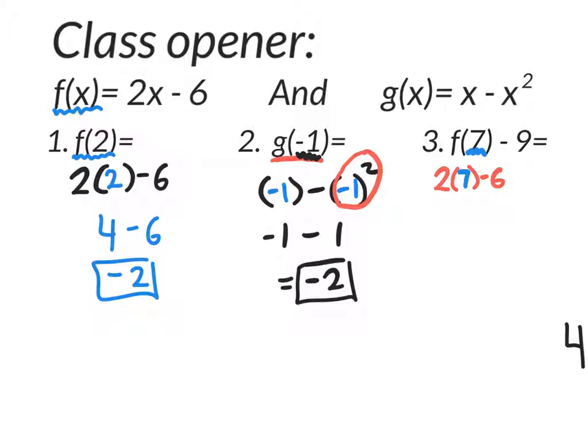Now the minus 9, I'm going to wait till the very end. I'm first going to find out what f of 7 really is, and then I'm going to subtract 9 from that answer. So doing the math, I'm going to multiply first. I get 14 minus 6 because of the 6 that's up here. So it's 14 minus 6. 14 minus 6 is 8. So I really have an 8, and then I bring down the minus 9, and 8 minus 9 is negative 1. Now, you will have to be able to do this on your own on the quiz Friday.